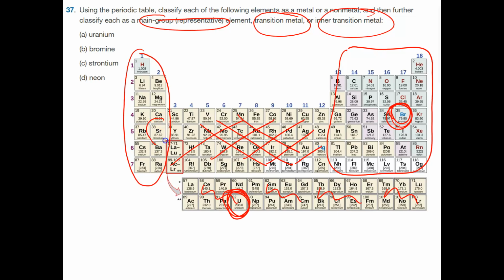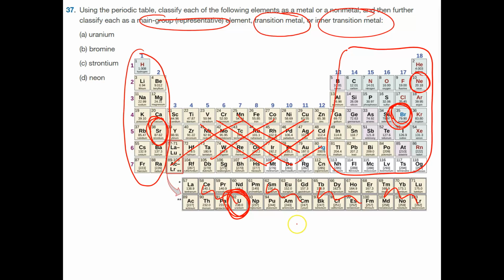Strontium over on the far left. And then neon is in group 8A. It's what we call a noble gas. So we have to classify as a metal or a non-metal, and then either representative, transition, or inner transition.